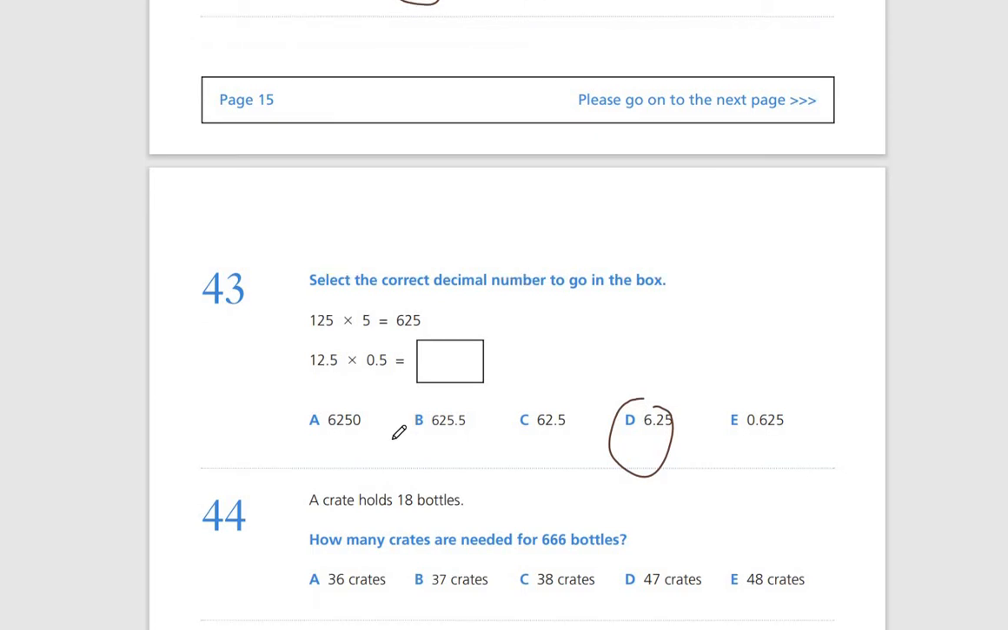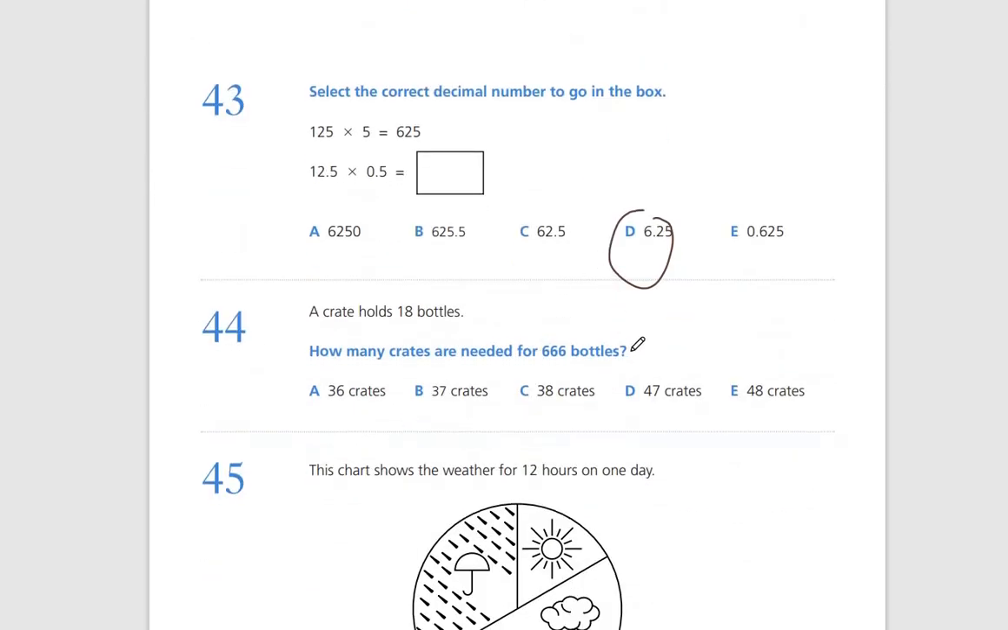44. A crate holds 18 bottles. How many crates are needed for 666 bottles? Well, we do 666 divided by 18, giving me 37, which is B. So the answer is 37, or B.